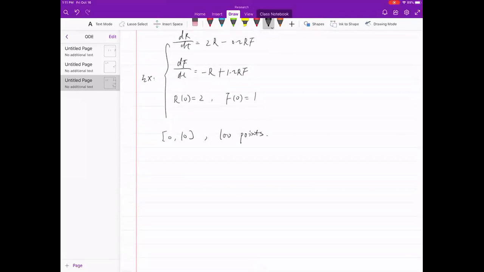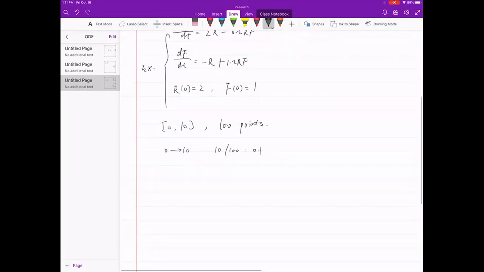But once we have that, first, we have 0 to 10. That's a total length of 10, divided by 100. That means for every single step size, we should take 0.1. So 1, 2, 3, 4, 5, 0.1, 0.2, all the way, after 100 steps, you get 10.